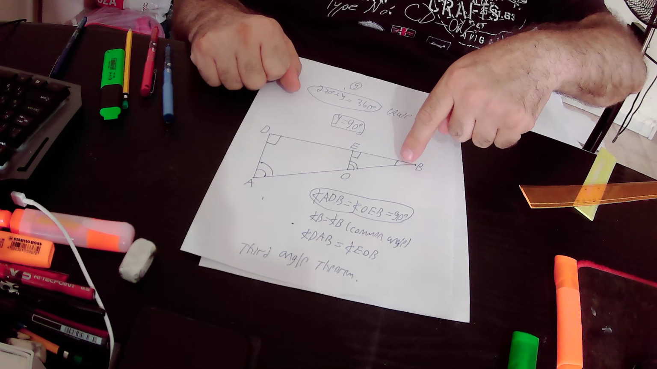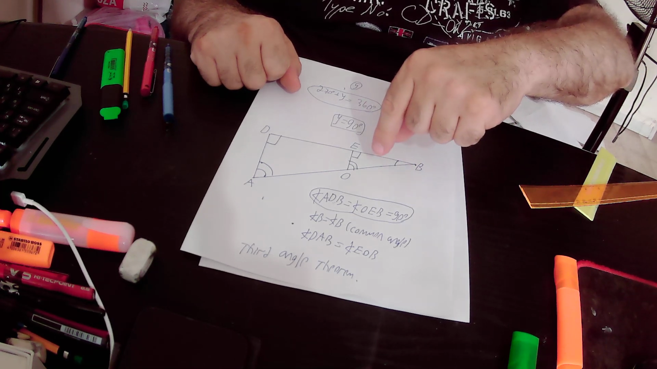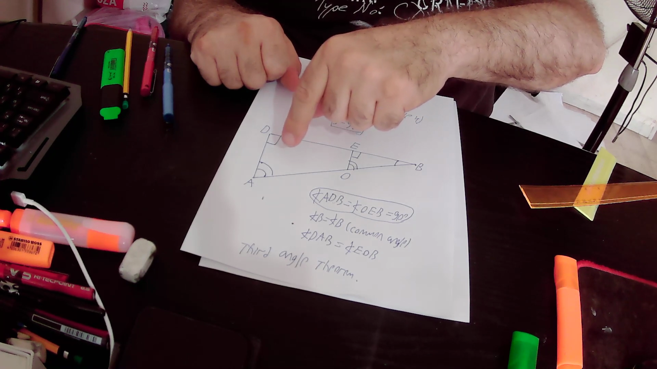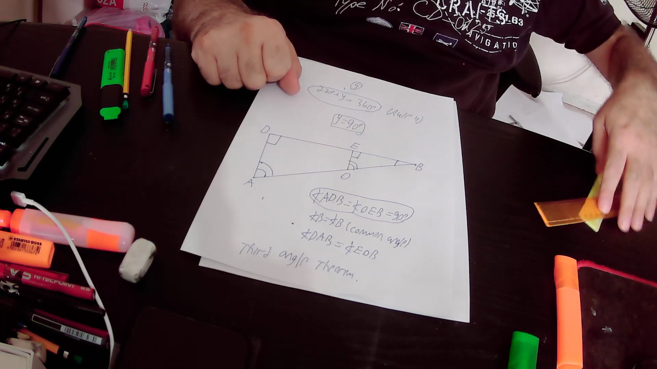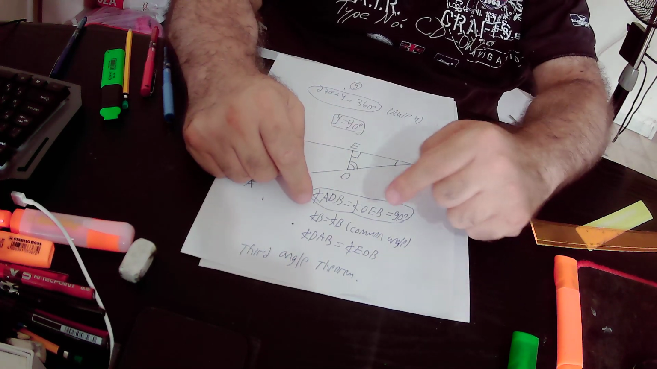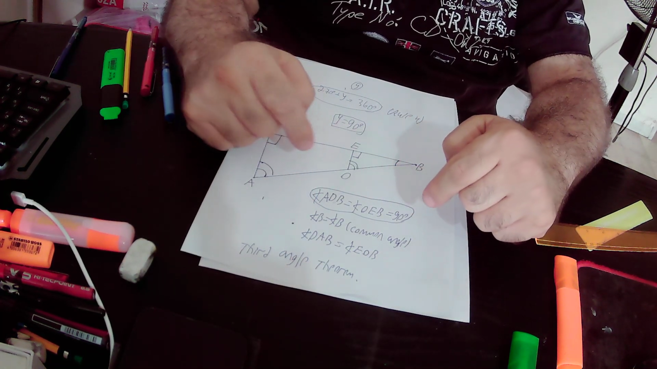And angle B is a common angle. It belongs to both triangle OEB and triangle ADB. So we can write down that angle B equals angle B. It is a common angle.